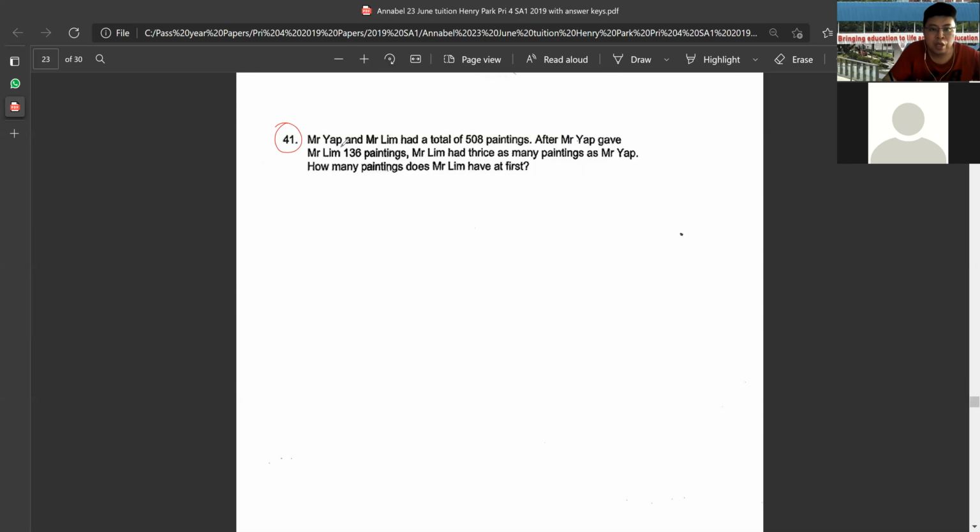41. Mr. Yap and Mr. Lim had a total of 508 paintings. After Mr. Yap gave Mr. Lim 136 paintings, Mr. Lim had 3 times as many paintings as Mr. Yap. So I need to draw a model now. So before and after. You need to draw a model before and after.